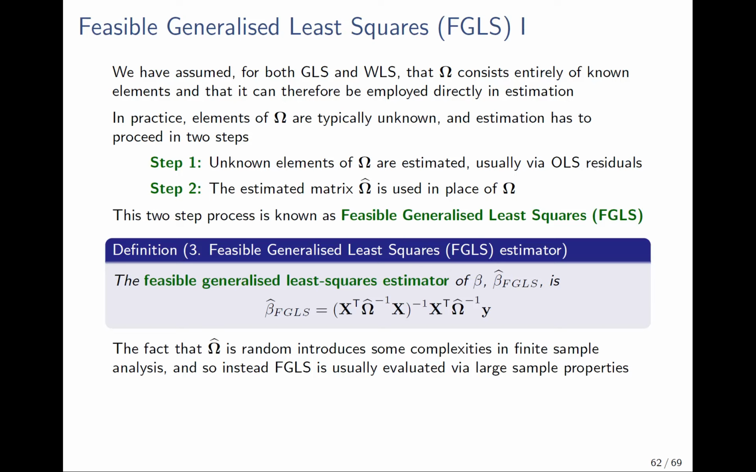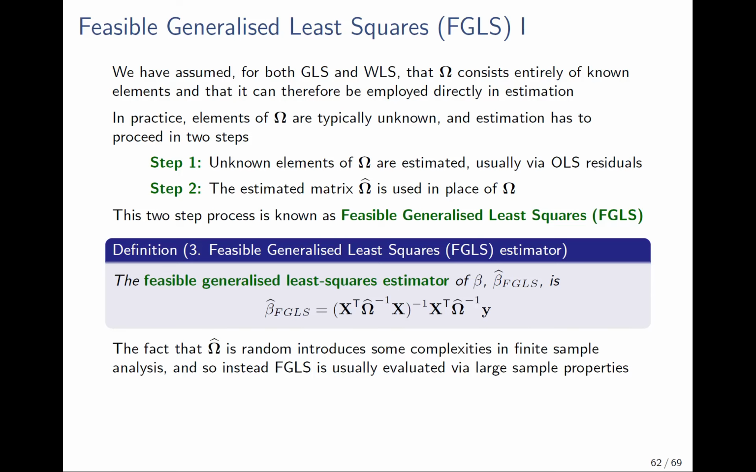Second distinction that I want to make relates to what we call feasible generalised least squares. Now, for both GLS and weighted least squares, we've assumed that omega consists entirely of known elements that can be employed directly in estimation. For instance, we've assumed that we have these Wi that we can just plug in. But in practice, the elements of omega are typically unknown, and estimation therefore has to proceed in two steps. In step one, the unknown elements of omega are estimated, usually via the OLS residuals. In step two, the estimated matrix omega hat is used in place of omega. And this two-step process is known as feasible generalised least squares.